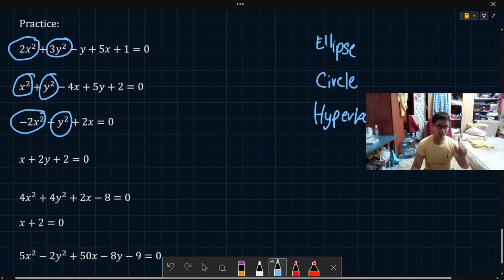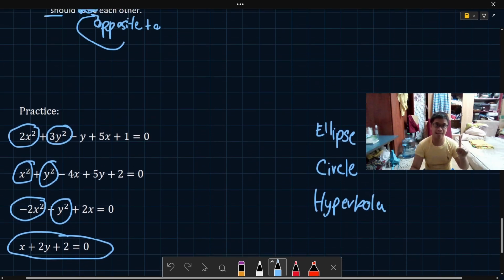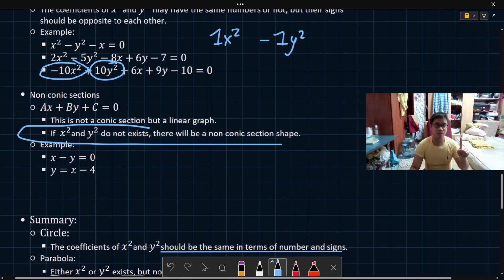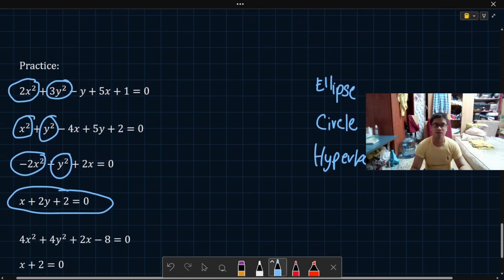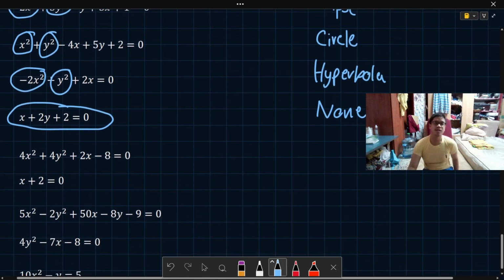All right. Here we have x plus 2y plus 2 is equal to 0. If you notice, there's no x squared and y squared. So remember, again, if x squared and y squared do not exist, there will be a non-conic section shape. So we can say that this is NA or none of the above. Okay, so you can just say none, much better, none. All right, so let's proceed here.